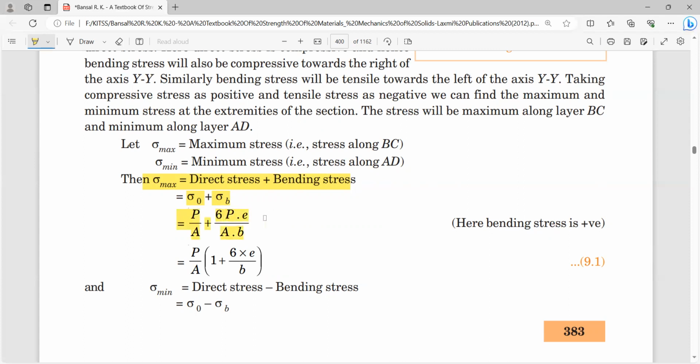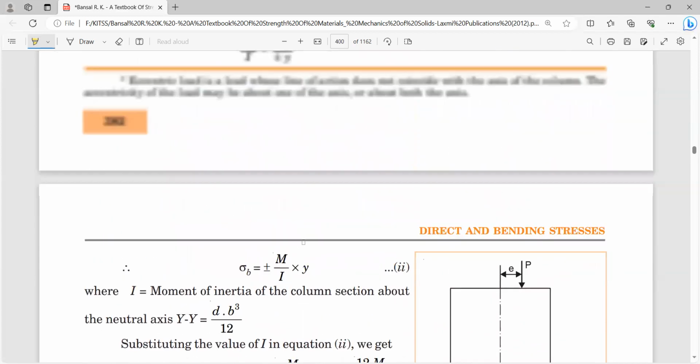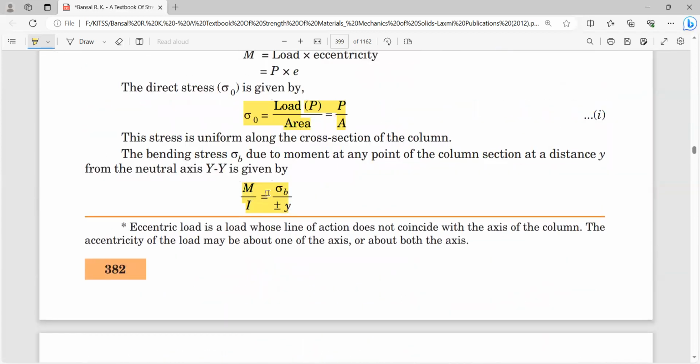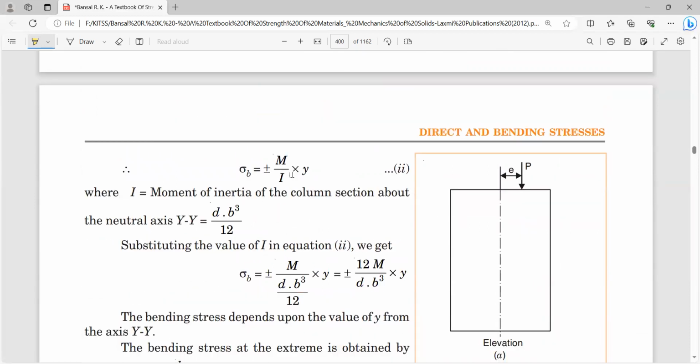Depending upon the different sections, whether it is a rectangle section or a circular section, the moment of inertia will be different. Bending stress: M by I is equal to sigma by y, so sigma b is equal to M by I into y. Here I is the moment of inertia about the bending axis, so we take the particular axis about which it bends.